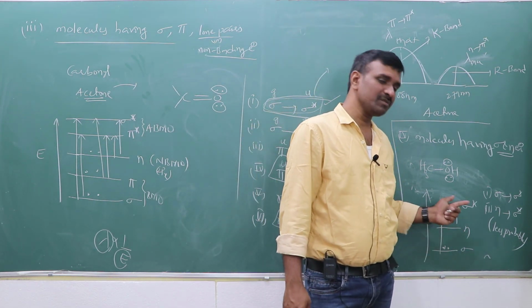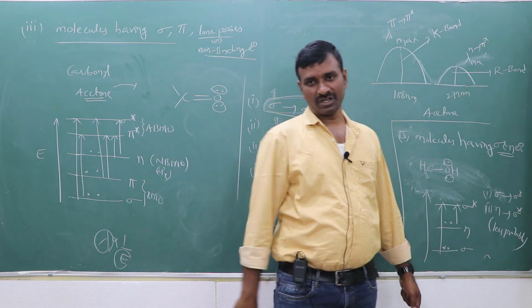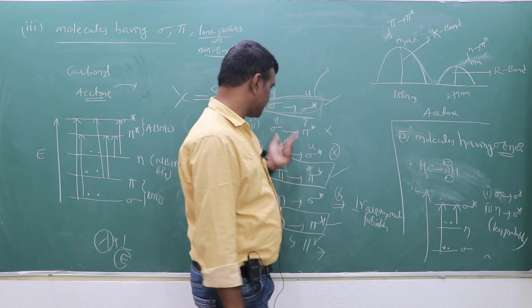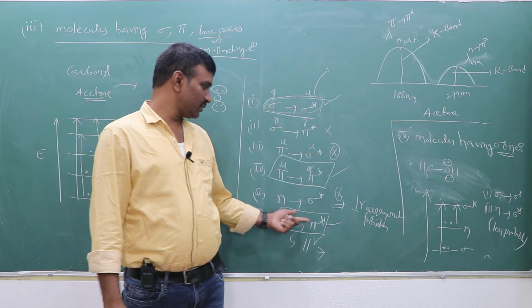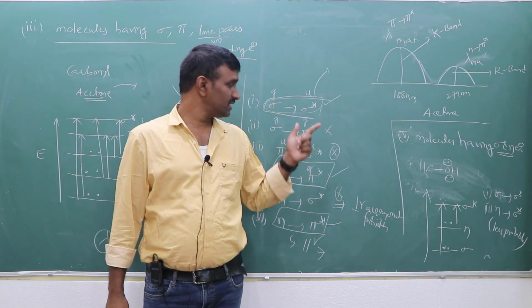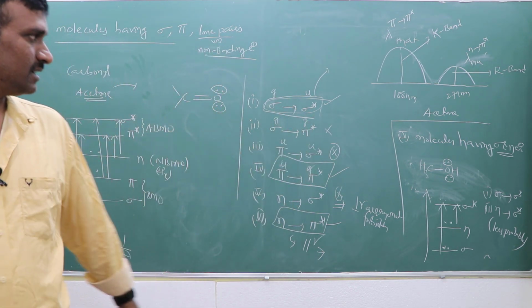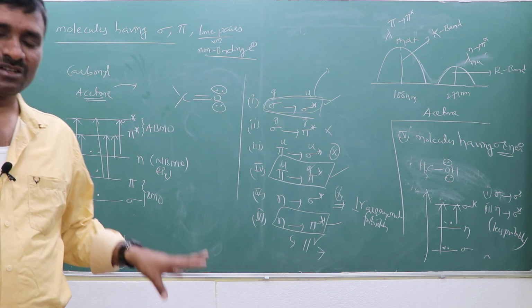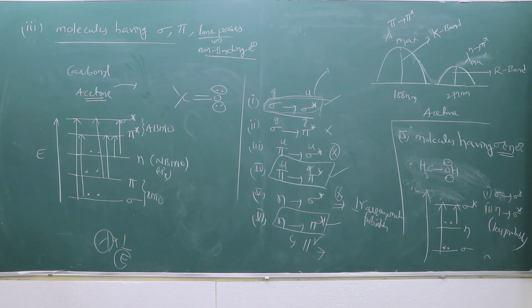The most probable transition is sigma to sigma star. The n to sigma star is a less probable transition, very weak, so in this case we can ignore it. We consider n to pi star and pi to pi star, and based on energy, the sigma to sigma star transition can also be considered. So these are the electronic transitions possible in molecules.